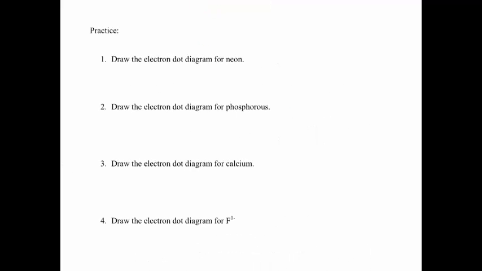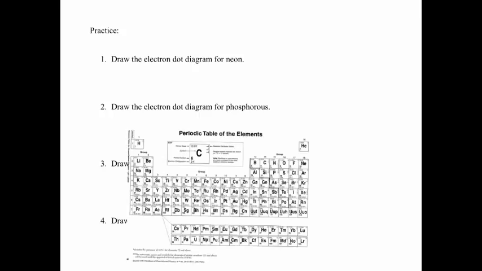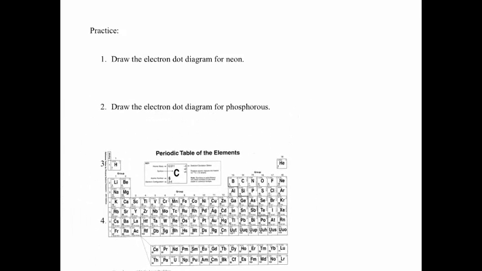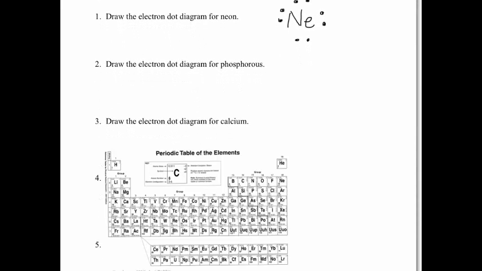All right, so now we're going to try some dot diagrams here. We're going to need our reference table again, our periodic table. So I've pulled that in, and we're going to draw the dot diagram for neon this time. Here's neon, and neon's valence number, in case you can't see it, is 8. So we put its symbol in the middle, and we're going to put 1, 2, 3, 4, 5, 6, 7, 8 valence electrons on it.